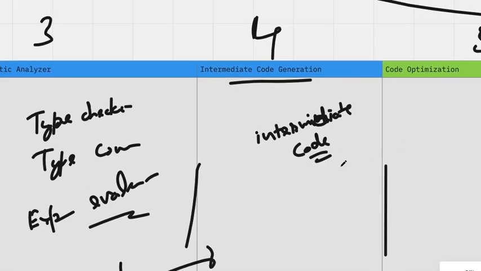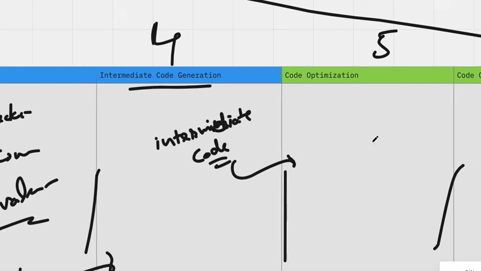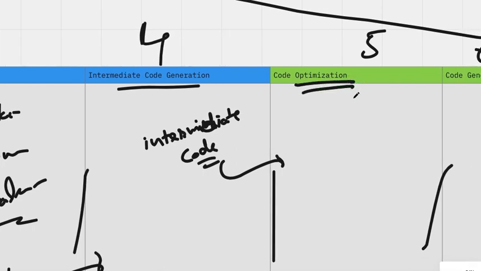Then these intermediate codes are passed to the next phase where code optimization is performed. In code optimization, we eliminate unnecessary codes like duplicate codes and codes which are useless. These codes are eliminated to make it smaller.